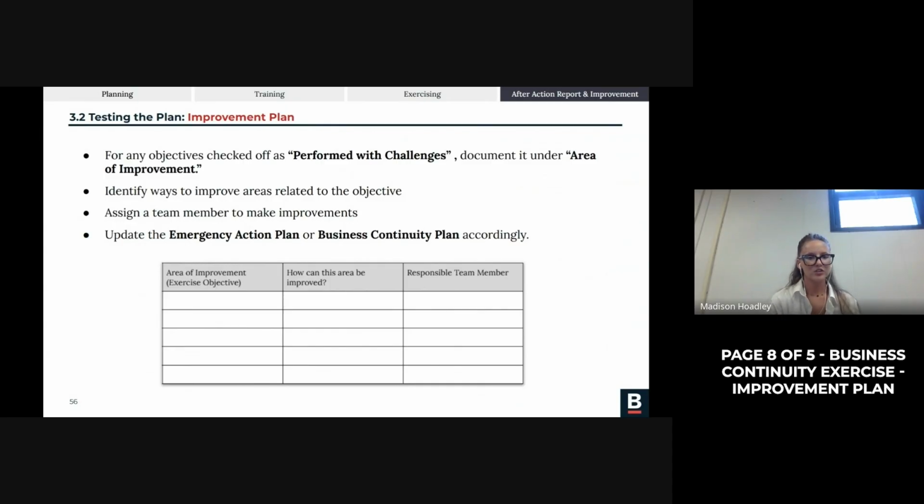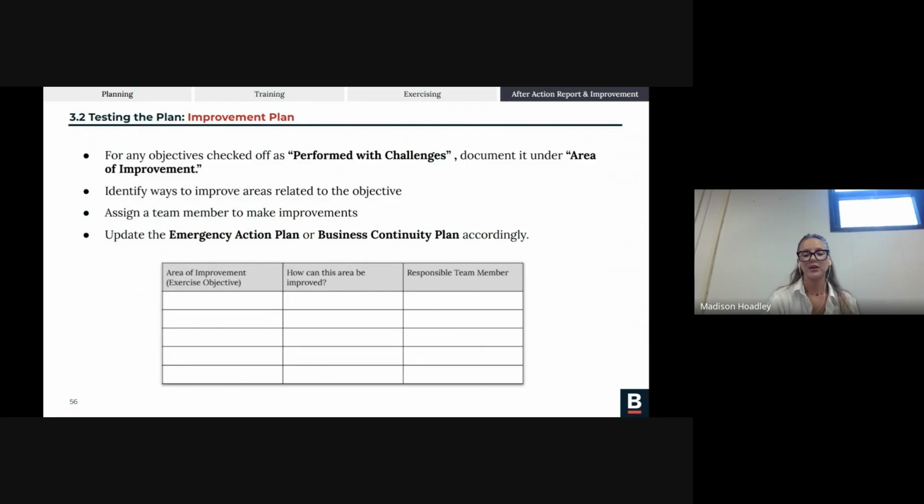So once you have addressed that and figured out, what can I go back in my emergency action plan and change? What can I go back into my business continuity plan and change? Does a continuity plan need a change for a denial of access to a facility? What needs to change and who is responsible for that? So once you've done that, you're going to want to update those emergency action plans or business continuity plans accordingly.